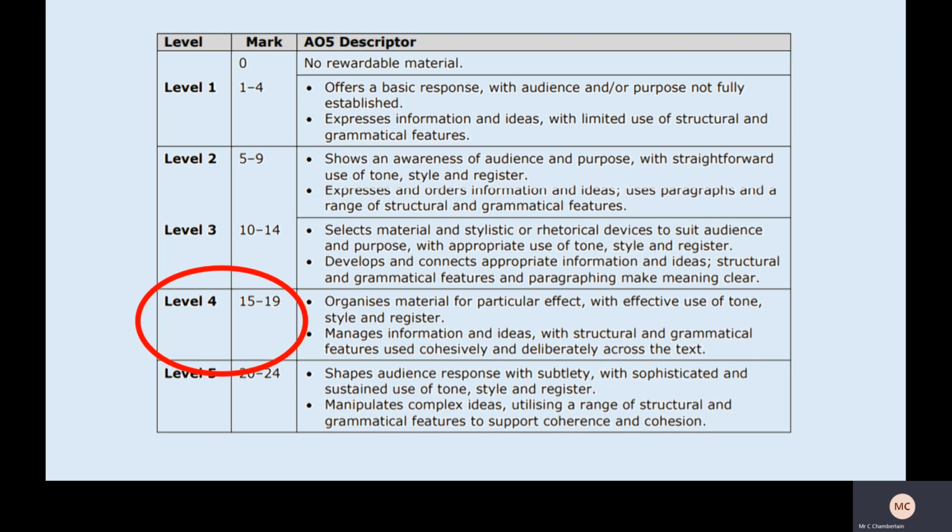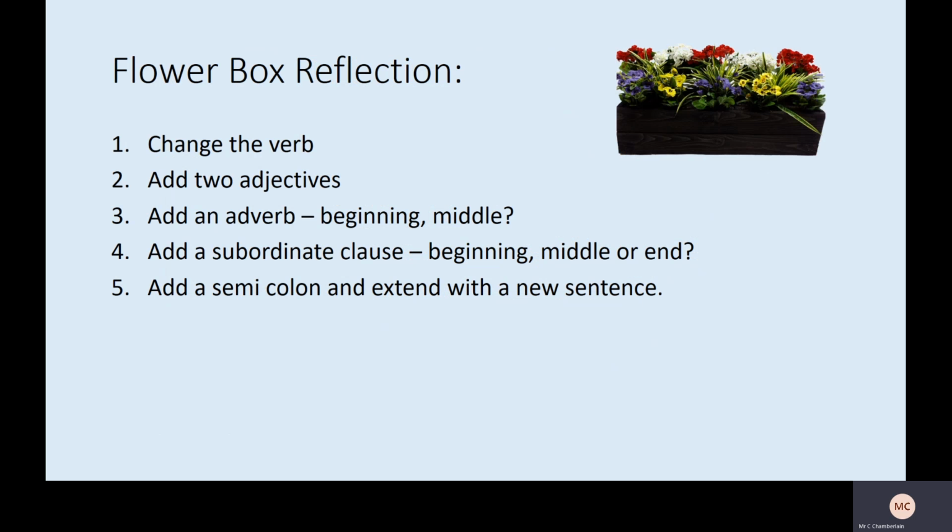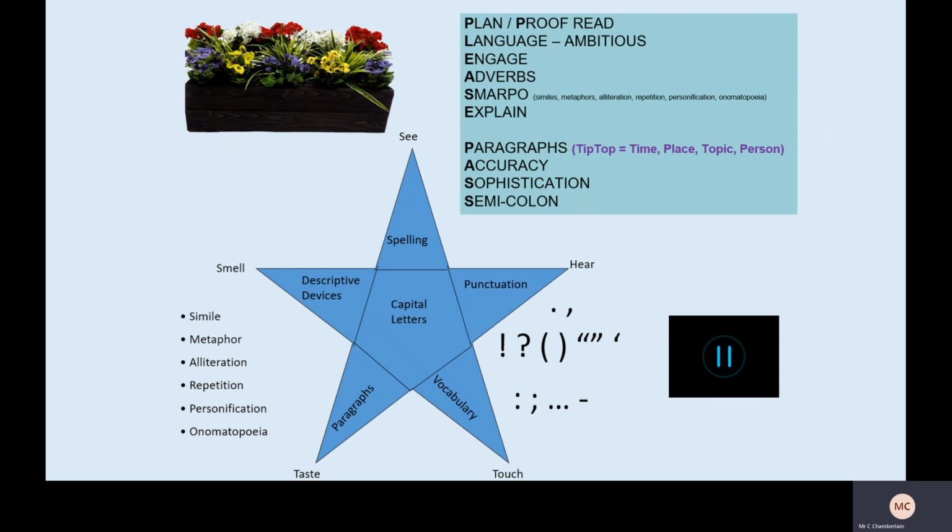So that's the AO5 skills descriptors. You can also then think about the flower box reflection if you need to. This is something that we have been using since lesson 1, so I've left that on the board there. If you need to pause and just take notes from it, that's fine. And ultimately using both or one or your own version of please pass or the descriptive star. They're on the screen now, so if you do need to pause to just take some notes on those, that's also fine.